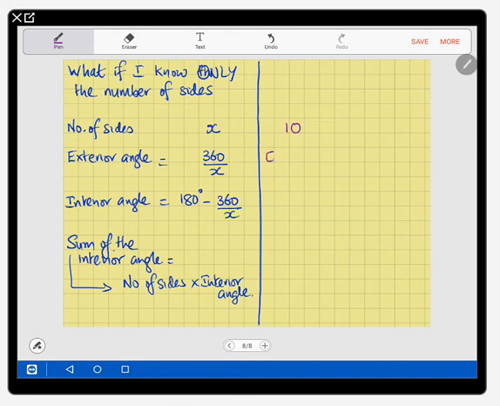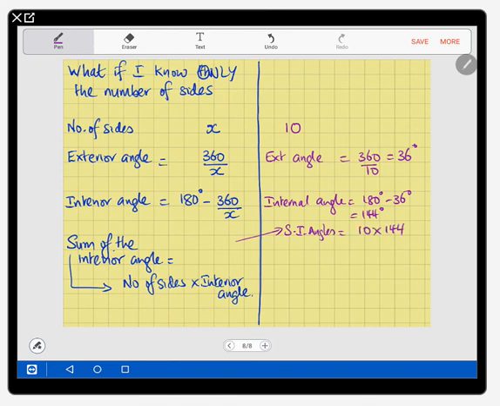So as an example, let's say the number of sides is 10. Straight away I know my exterior angle is equal to 360 divided by 10, which is equal to 36 degrees. My interior angle would be 180 minus 36 degrees, which is 144. Okay, and the sum of interior angles would be 10 times 144, which is 1440.